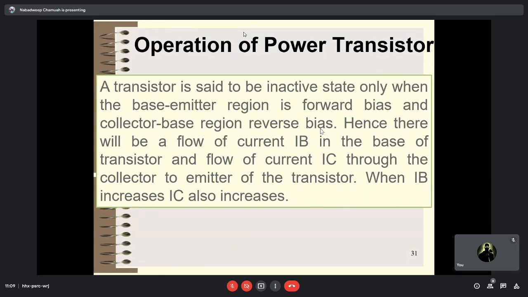And when you bias the transistor this way, this working condition is called the active state. Hence, there will be a flow of current IB, that is the base current, in the base of the transistor, and a flow of current IC, that is the collector current, through the collector to emitter of the transistor. When IB increases, IC also increases. Obviously, base current increases, collector current increases.